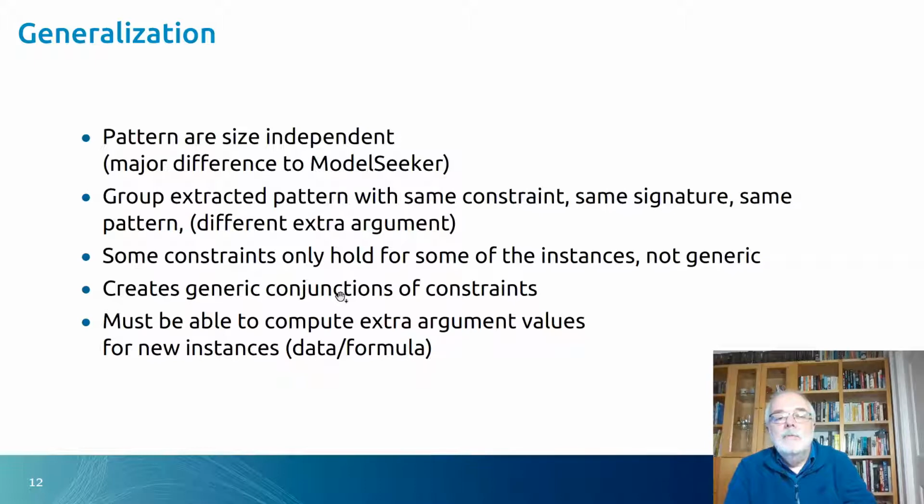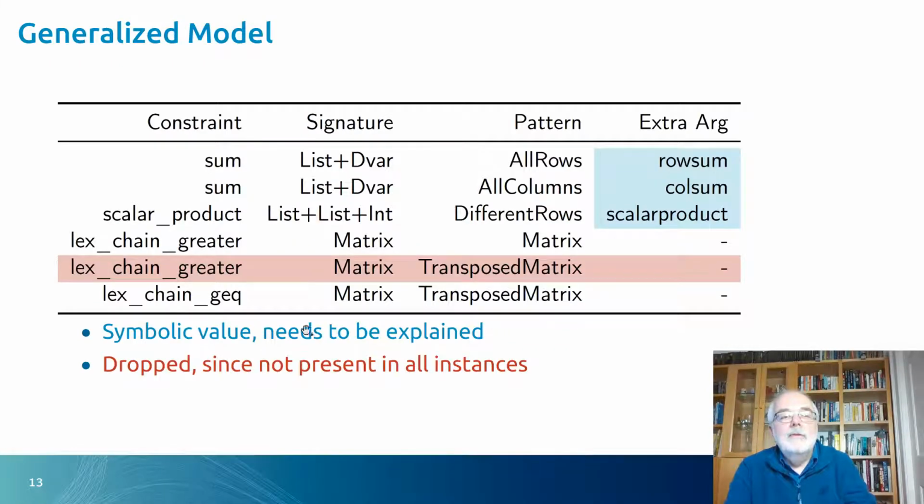And we now have to be able to compute the extra argument values for these generic constraints for a new instance. And we have to do that with the given data. So this is our generalized model where we still have the sum on all rows, but we now have this symbolic row sum argument. And we have the same for the columns and the scalar product.